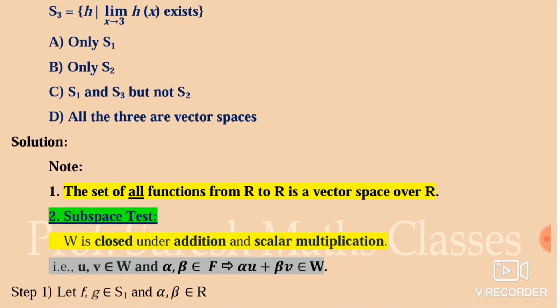Subspace test. Simply, we have to prove W is a subspace. It is enough to prove W is closed under vector addition and scalar multiplication. That is, take 2 vectors and 2 scalars, find the linear combination alpha u plus beta v, and check whether it belongs to W or not.